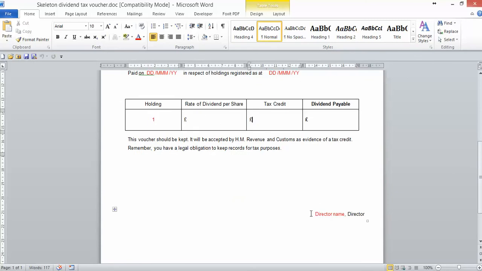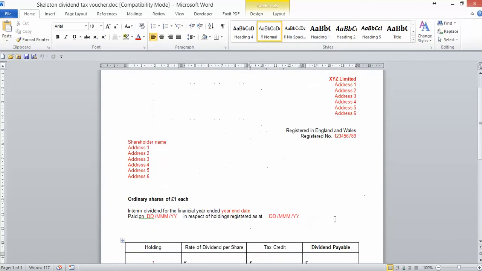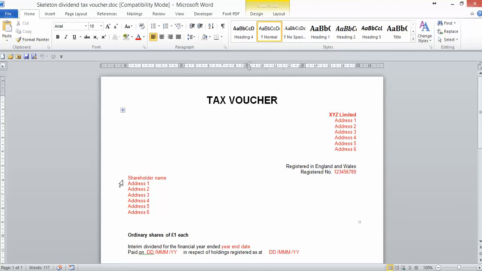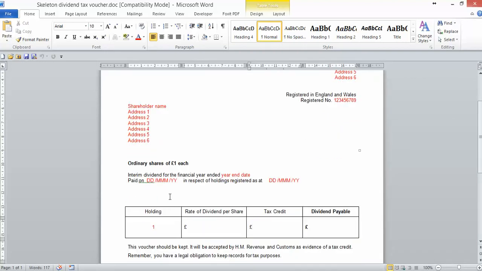And then coming down here, you want the director name, which is John Smith, and he'll need to do a tax voucher for every shareholder. So the only slightly complicated bit here is working out the tax credit and the dividend payable.